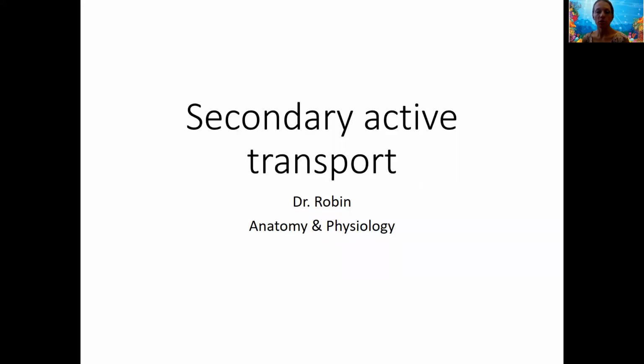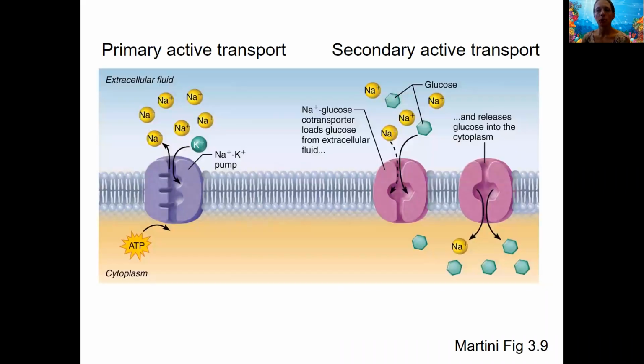Secondary active transport. This is a type of transport that does not directly use ATP, but it uses ATP indirectly, or secondarily. And it's pretty important. If you remember, primary active transport is what's shown over here. The sodium-potassium pump is going to be our primary example of primary active transport, directly breaking down ATP in order to do something that is not spontaneous, to move ions against their concentration gradients.